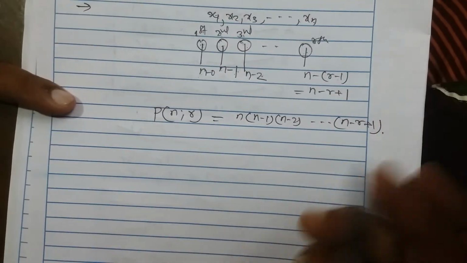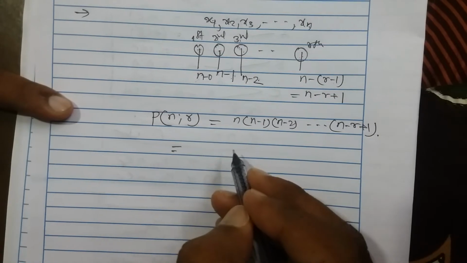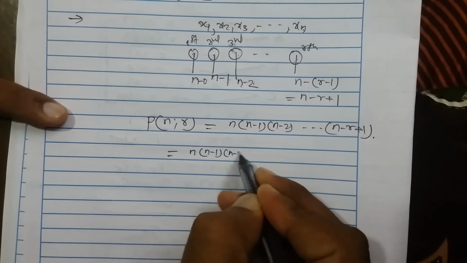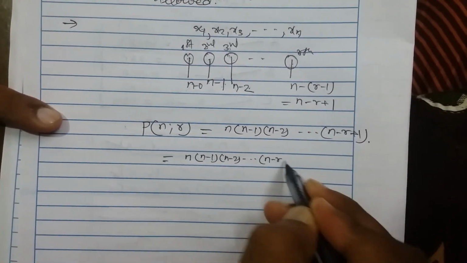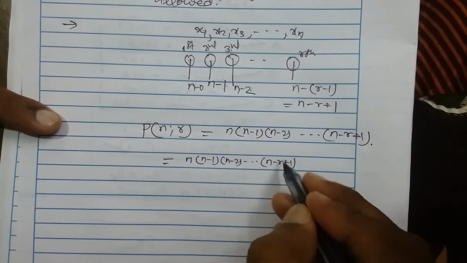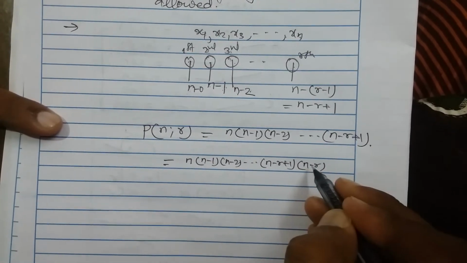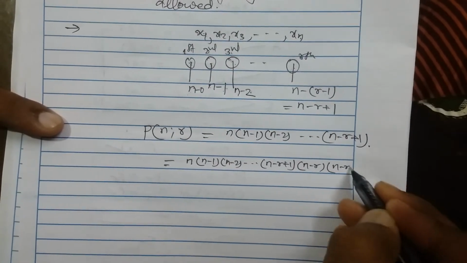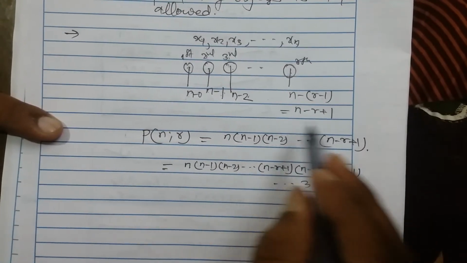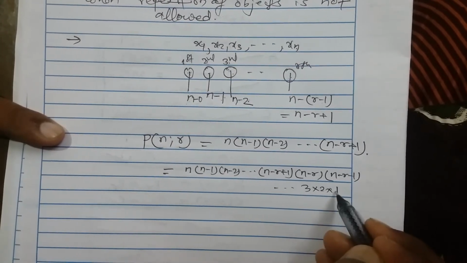To change this result into a standard form, I am going to use an algebraic technique. Here n as it is, n minus 1 as it is, n minus 2 as it is, continuously up to n minus r plus 1 as it is. I am going to multiply this result by the number that follows: n minus r, then n minus r minus 1, continuously up to 3 into 2 into 1. We have multiplied the result by the product of n minus r up to 1 continuously.